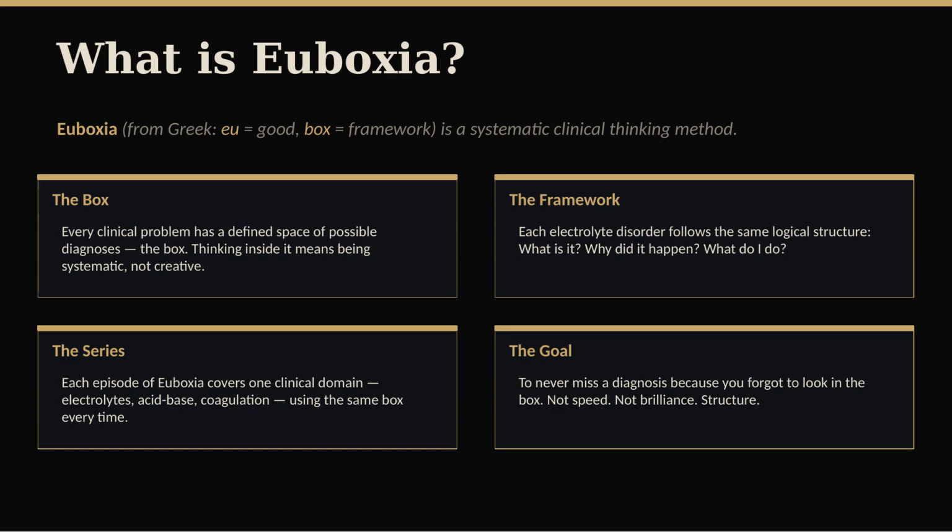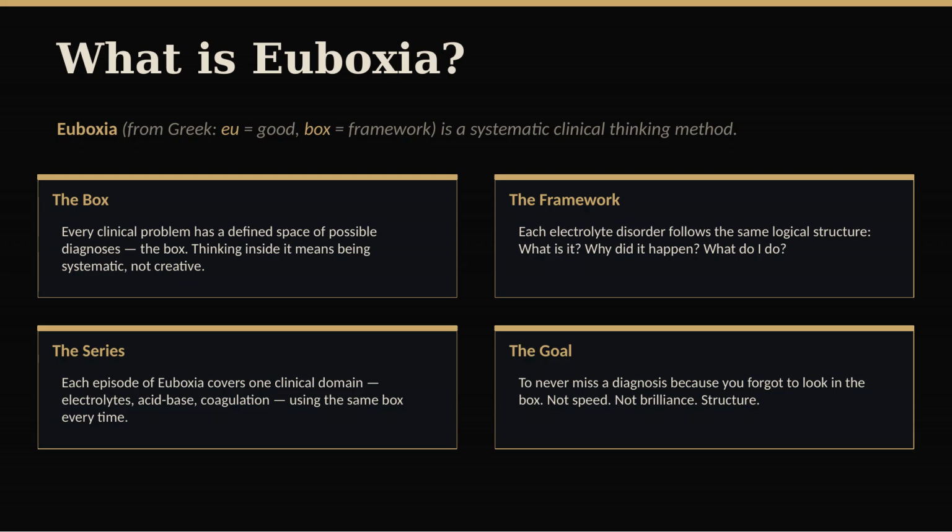It's built from 2 Greek roots, eu, meaning good, and box, the framework. Good boxes, good thinking inside defined limits. And that word choice is deliberate, because the whole philosophy here pushes against something we glorify in medicine: the brilliant diagnostician who pulls the rare answer out of thin air. Euboxia argues the opposite. Most misdiagnoses aren't missed because they were exotic. They're missed because nobody looked systematically.